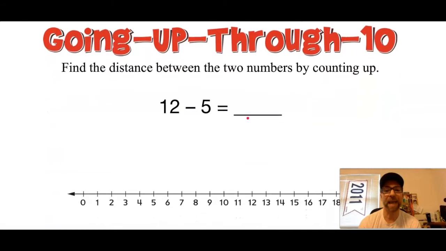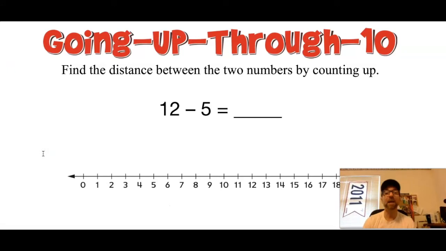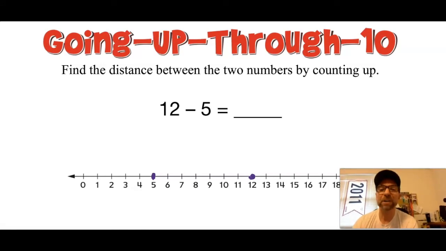Going up through 10 again. So this time we want to make sure that we stop at that friendly number of 10, right? Going up through 10. We go up, but stop at 10. Going back through 10. We go back, but we stop at 10, that friendly number. 12 minus 5. Let's see. We're going to start at our smaller number, which is 5. And we're going to stop when we get to the 12. So we're going to find the distance between those two numbers, how many hops we would make. But we're going to use our friendly number 10 as a stopping point.